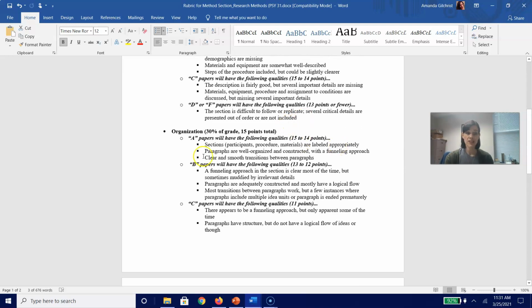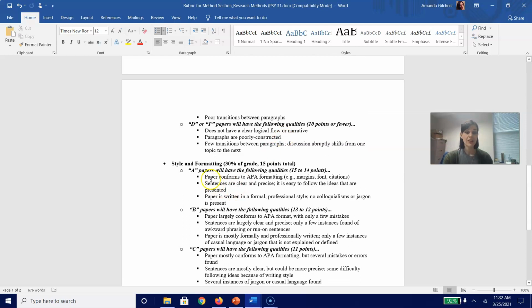30% goes toward organization. So again, label your sections appropriately. Paragraphs, again, are going to be well organized and constructed with a funneling approach. That first sentence should basically tell me everything that's going to go on within this paragraph. And then we use the last sentence of the paragraph to transition to the next paragraph. We need to have clear and smooth transitions between paragraphs.